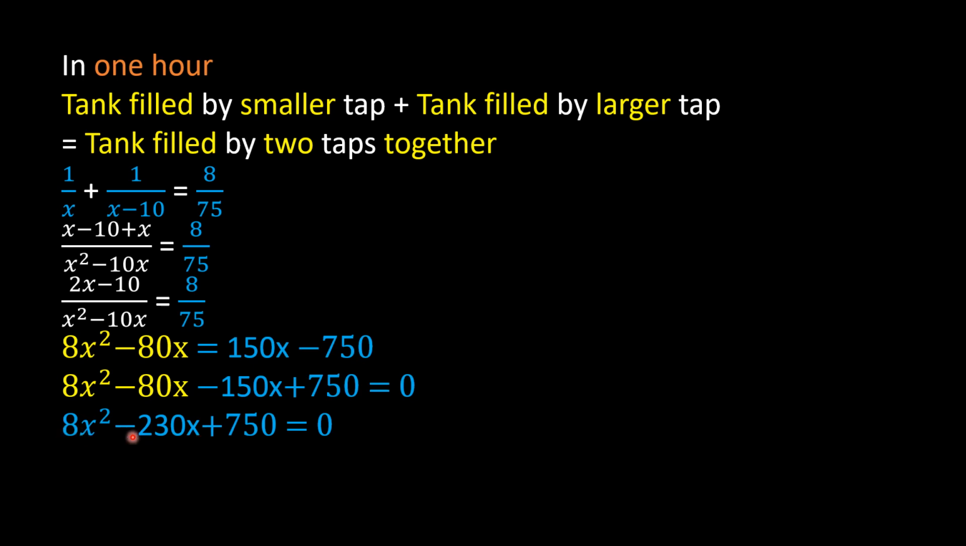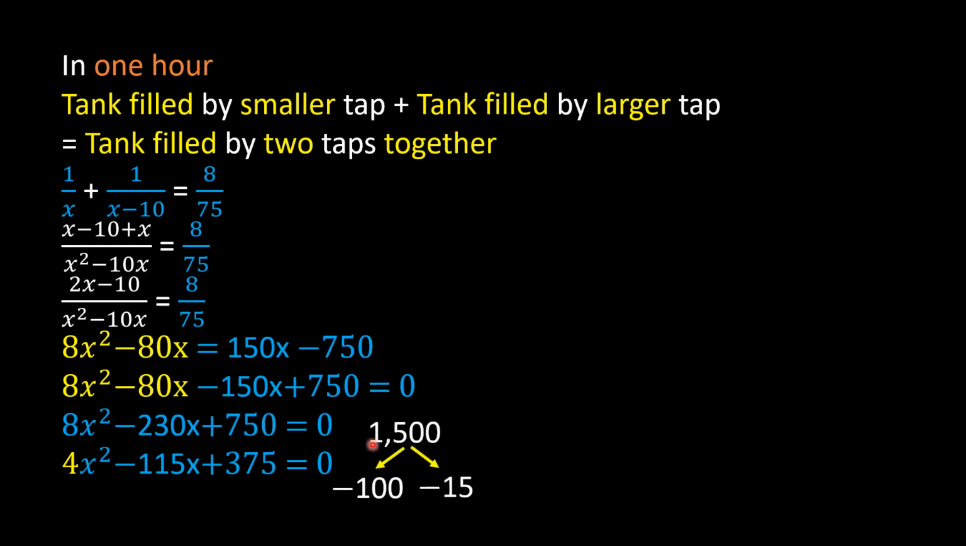Now 8, minus 230 and 750 have 2 as the common factor. So we will divide throughout by 2 so that 8 becomes 4, minus 230 becomes minus 115, 750 becomes 375. Now 4 multiplied by 375 is 1500. We have to find two factors of 1500 such that the sum of the factors will be minus 115.